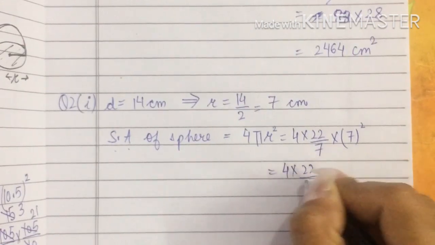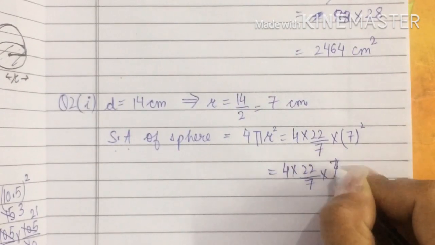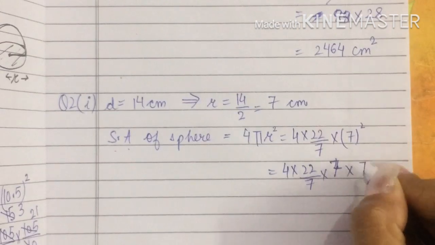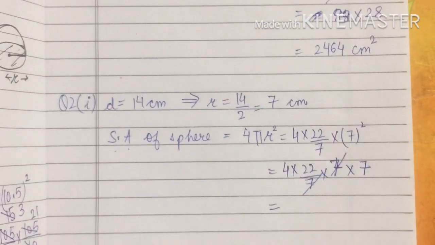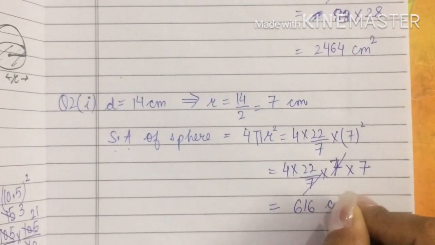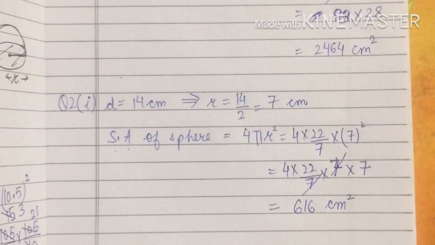So this is 4 into 22 by 7 into 7 by 7. So this comes out to be 616 centimeter square.